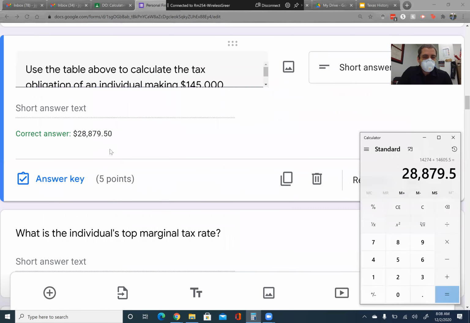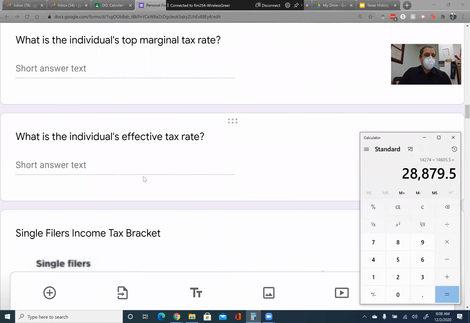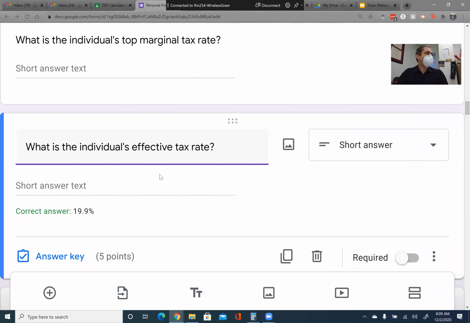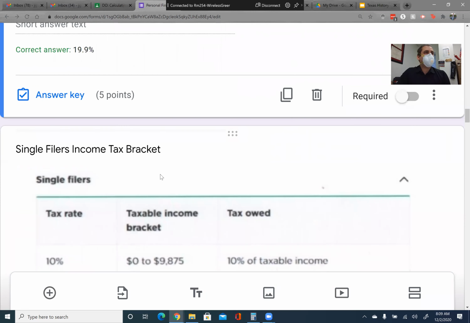And then the effective rate, how do we get that? Just divide your number right there, 28,879.5, by 145,000. Put that into a percent, times 100. So our effective tax rate is 19.9%. All right, Daniel, you're up.